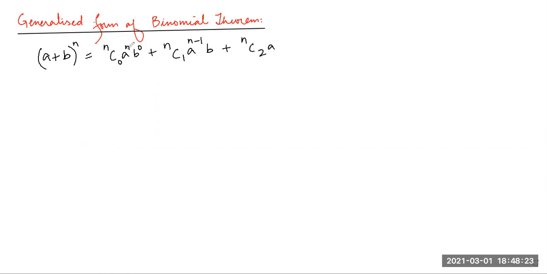Here a had the maximum power, that is the index of the binomial n, and the b power was 0. Now the a power will be decreased by 1 and the b power will be increased by 1 in all the successive terms. So the a power will be n minus 2 and b will become 2. Next term would be nC3 a^(n-3) b^3, plus and so on, plus nCn a^(n-n), that is a^0, b^n. Now this is a generalized form of the binomial expansion.